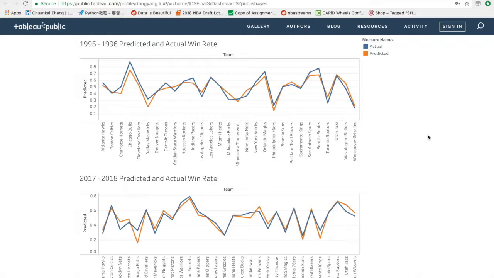The two graphs here show the predicted and actual win rate of each team in season 1995 to 1996 and 2017 to 2018. We can see that we get decent predictions on teams like Miami Heat, Houston Rockets, Los Angeles Lakers, and so on.